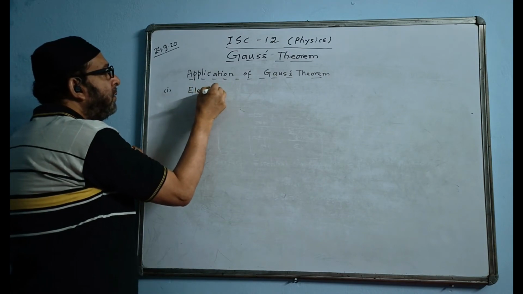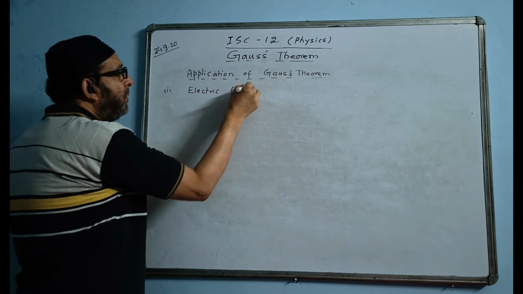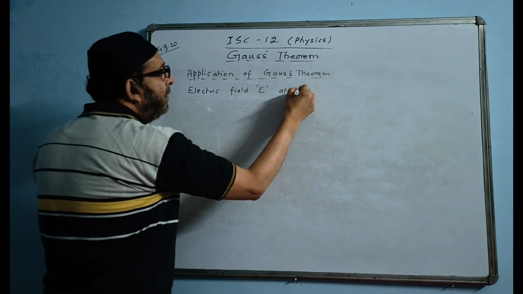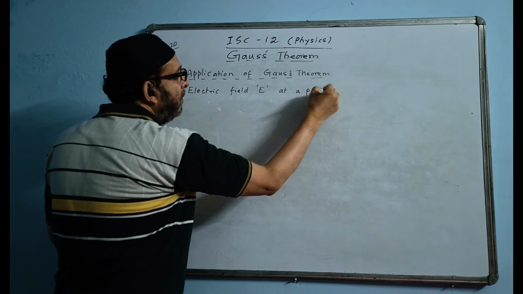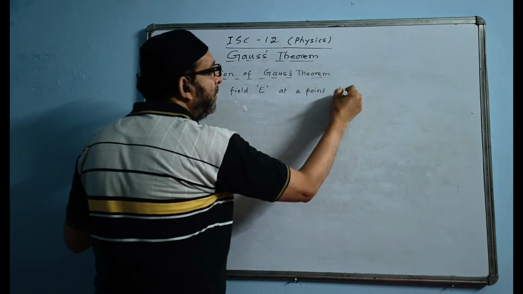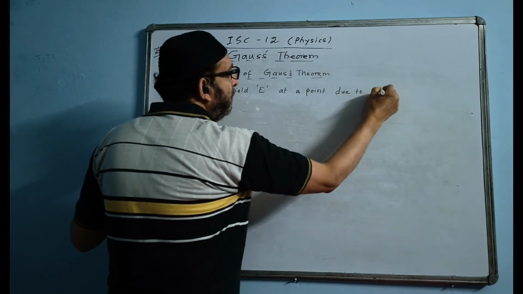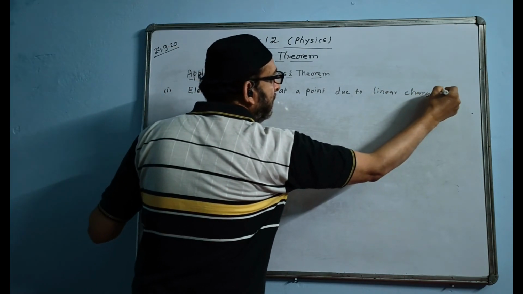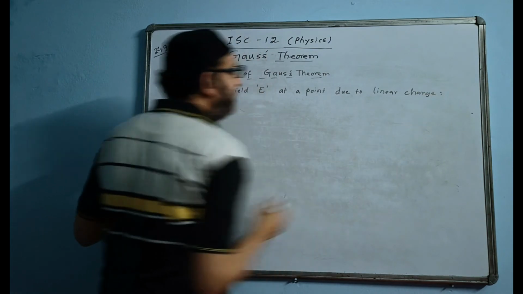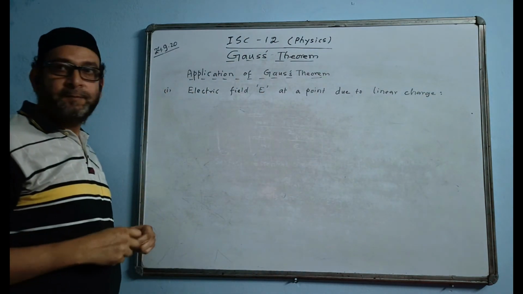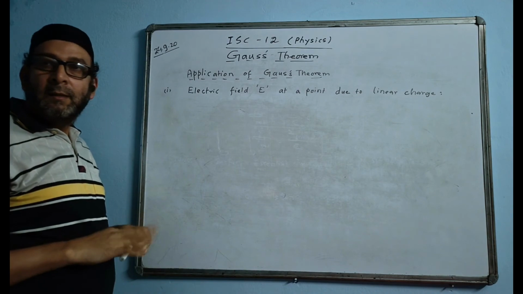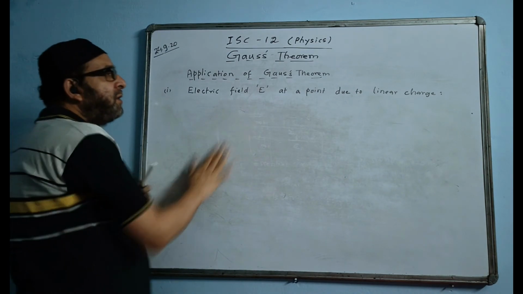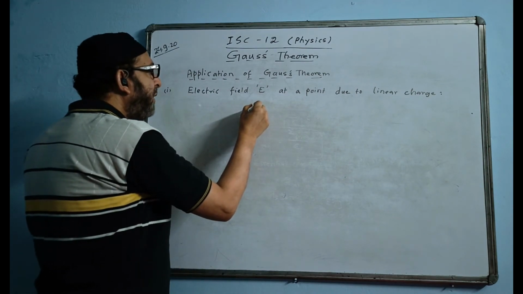Number 1, electric field E at a point due to linear charge. That is number 1. Due to linear charge. What is called linear charge? Linear charge will be in the form of a line which will contain charges.